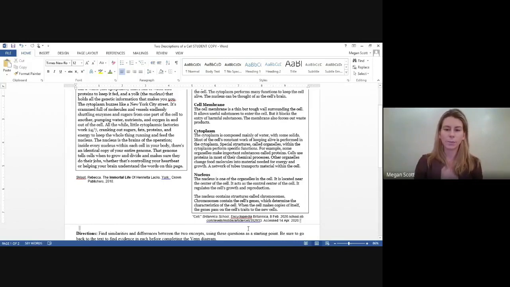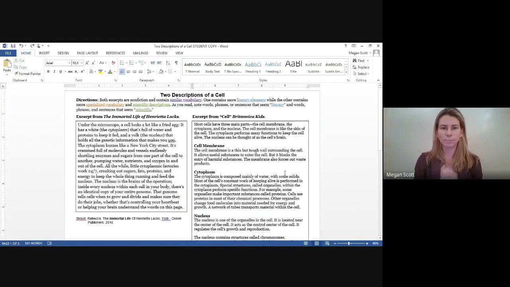And again, I cited it in MLA format. If you want to go find it, you can log in through Clever and access Britannica Kids, or the Britannica School version where this whole article came from. This is just a piece.